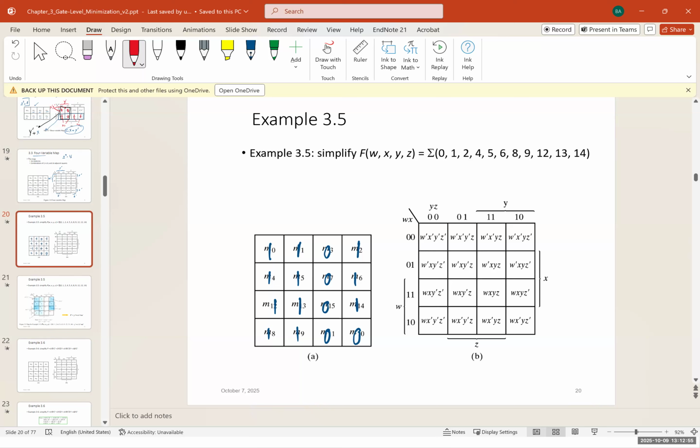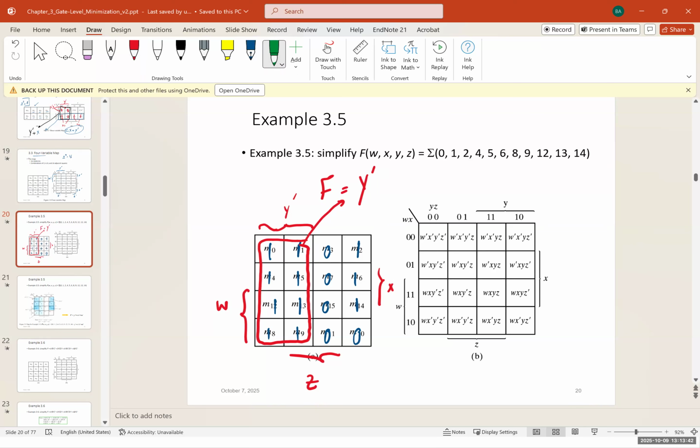Okay. So we want to maximize the number of ones that we can pair first. So I would pair all these 8 ones, and we already know that this is y prime. This is w. This is z and x. So these 8 ones would create y prime. So f would be equal to y prime.